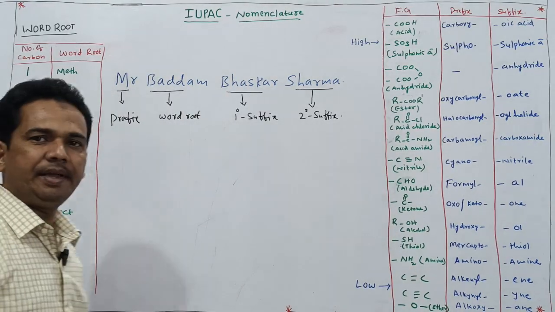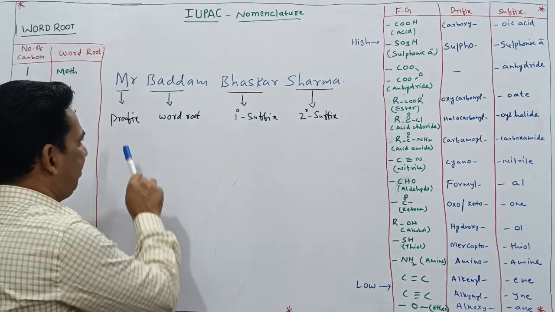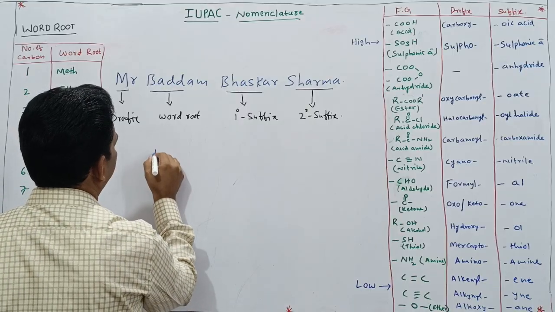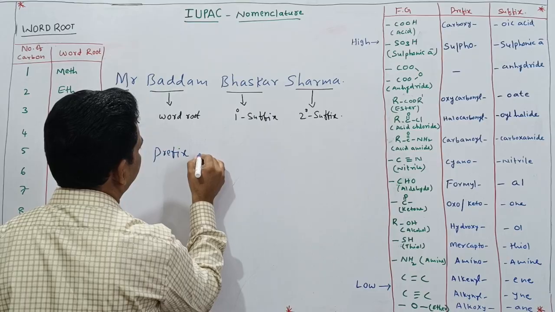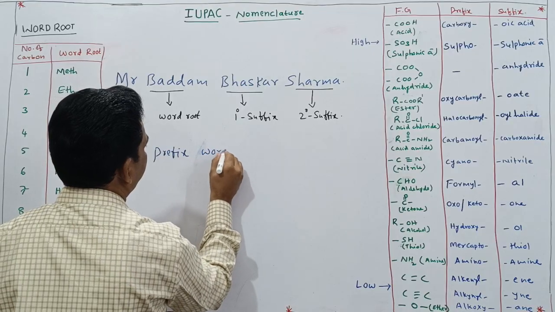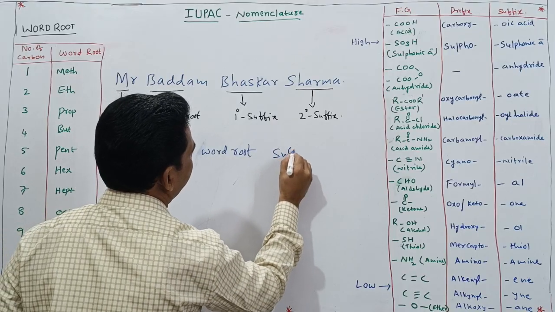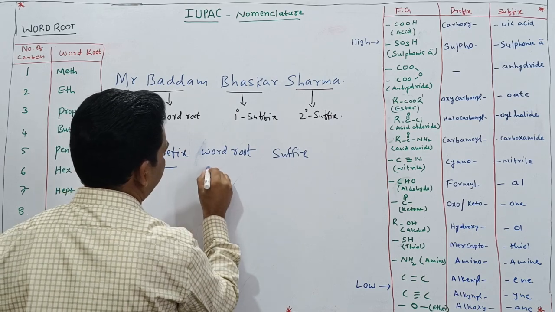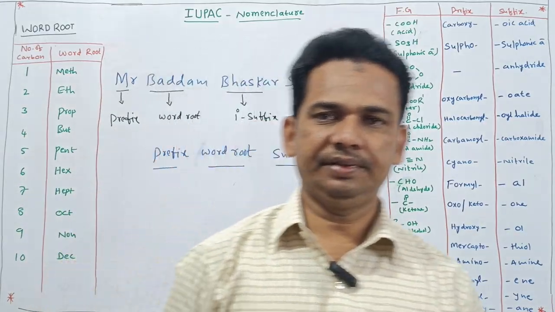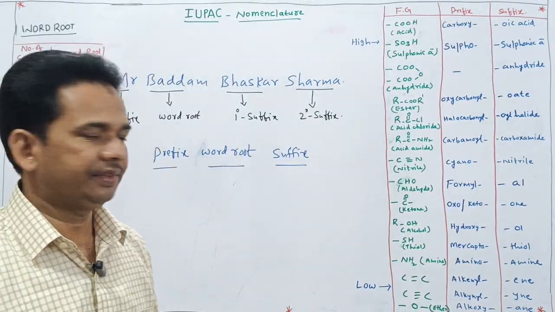It means the IUPAC name is the combination, the composition, of the prefix, word root and suffix. If you want to write, first the prefix will come, followed by the word root, which is followed by the suffix. Prefix, word root and suffix. We have to discuss here one by one: what is prefix, what is word root and what is suffix?